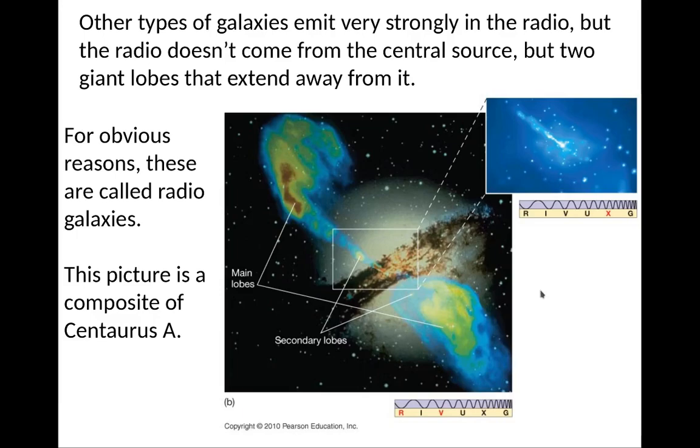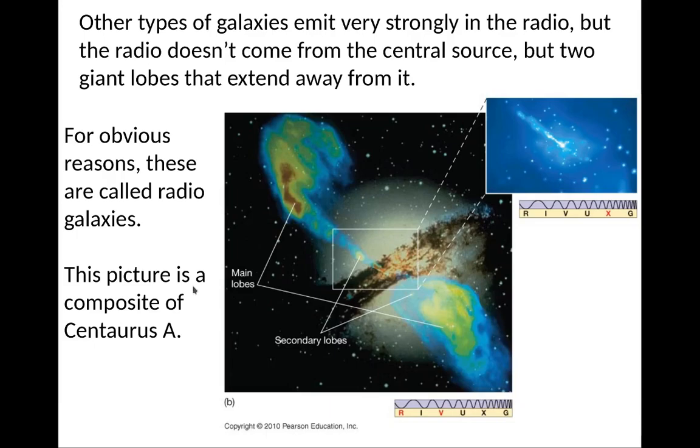Okay, so other types are very strongly radio, but the radio doesn't come from the central source, but usually two giant lobes extend from it. So for instance, this is Centaurus A. This is a hybrid image. This is a visible image of it, and what they superimposed on it is the radio image of it. Right, and the radio image basically looks nothing like a big circular ball with dust lying there, right? Rather, it looks like these giant lobes out there. So that's basically the main source of radio, secondary source of radio there.